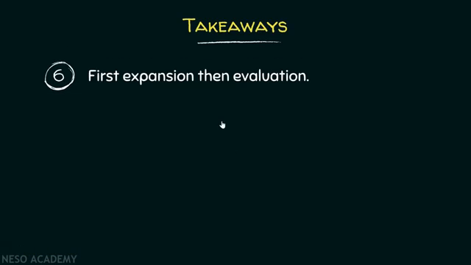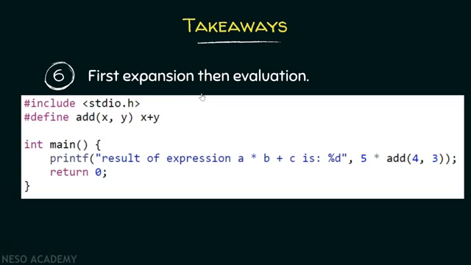First expansion, then evaluation. Let's see what it means. Here you can see I have written "result of expression a*b+c is %d". This %d is going to get replaced with the second argument of the printf. We know this thing already. Here I'm performing the operation 5 multiplied with this macro over here. This macro is going to get replaced with 4 plus 3, which is equal to 7, and we simply multiply with 5, which results in 35, right?